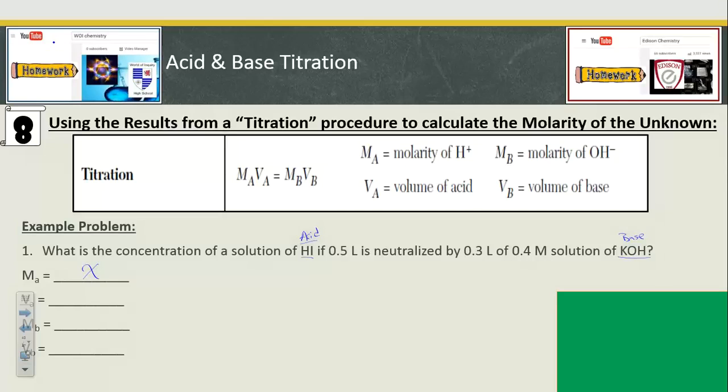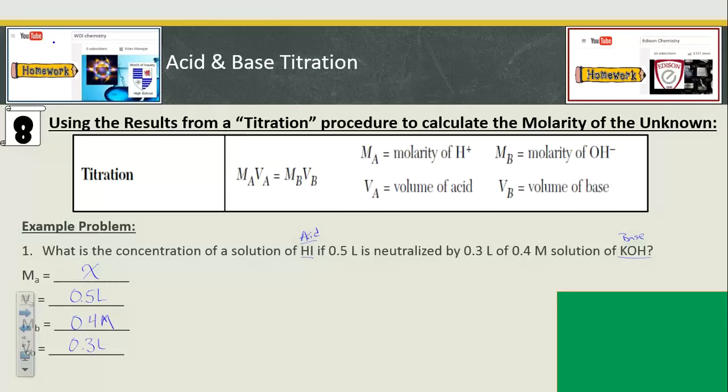If 0.5 liters of the acid, I'm assuming 0.5 liters, is neutralized by 0.3 liters of a 0.4 molar solution of KOH. Well, the molarity of the base is 0.4 molar. It tells us in the problem. And the volume of the base is 0.3 liters.